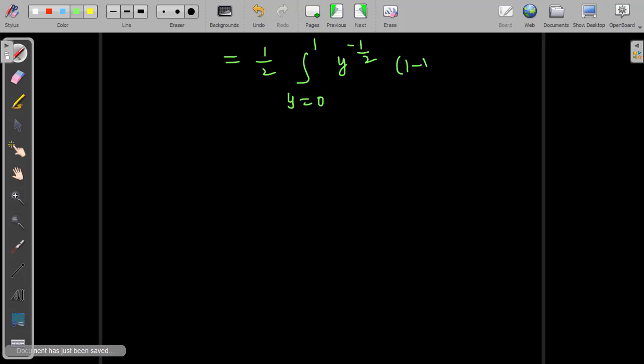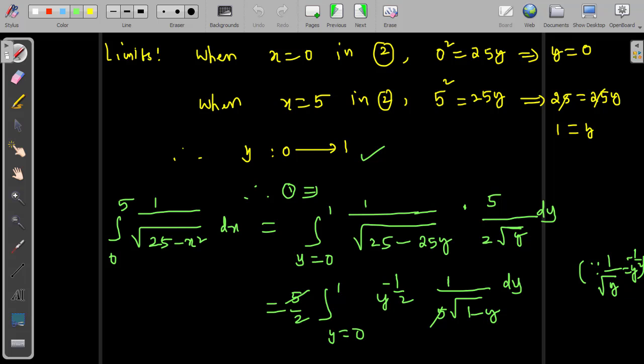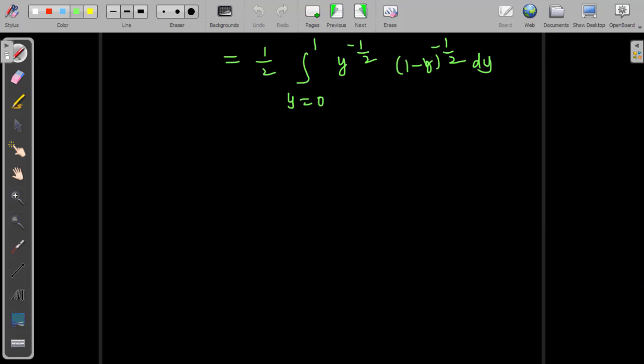Multiplied with 1 minus y power minus 1 by 2, again I will be writing dy. I have transposed; see here it is already minus 1 by 2. This is okay, no problem with this. Again, here root of 1 minus y can be written as 1 minus y power minus 1 by 2.